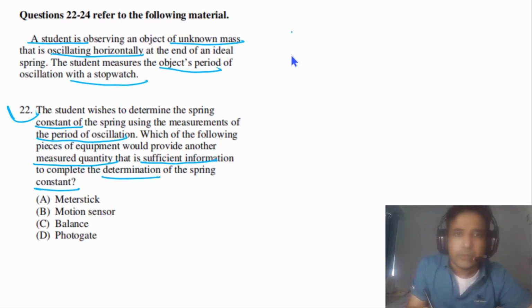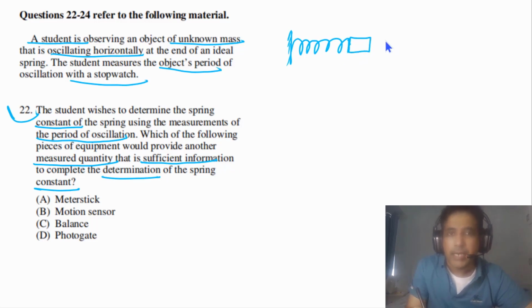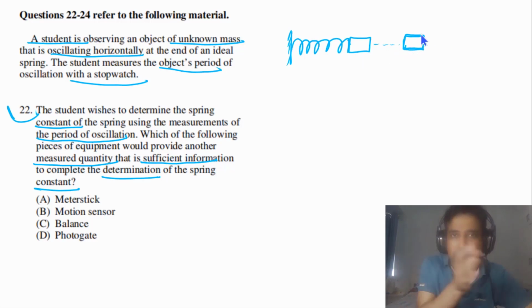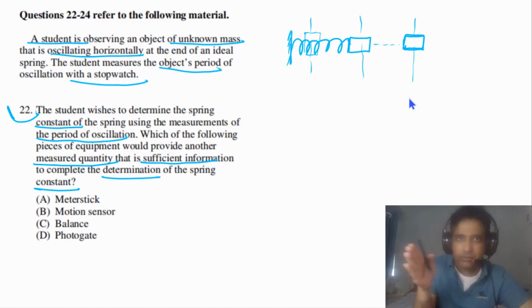For this question, it is given that we have an unknown mass oscillating at the end of an ideal spring. So this is our spring mass system. We can imagine that if we pull this to the right to the extreme position and then let it go, it will start oscillating like this and then return to this extreme position. It will oscillate between these positions. So you can imagine the spring mass system oscillating horizontally.